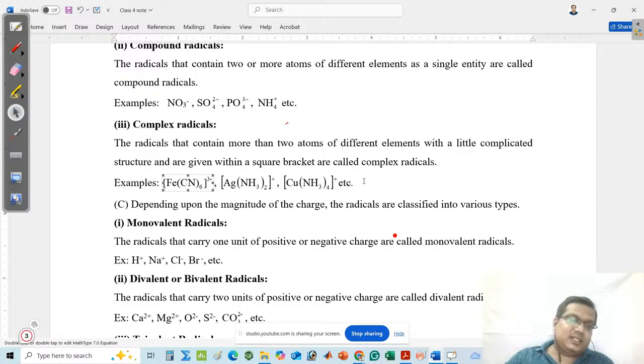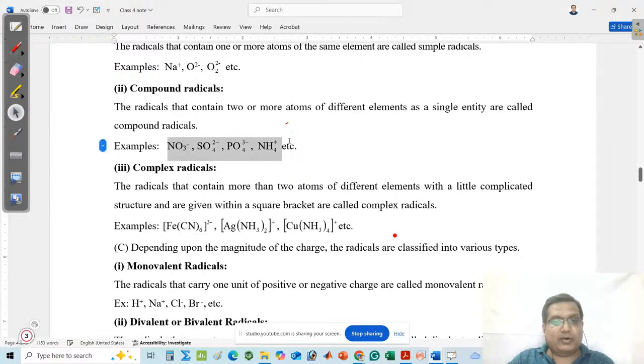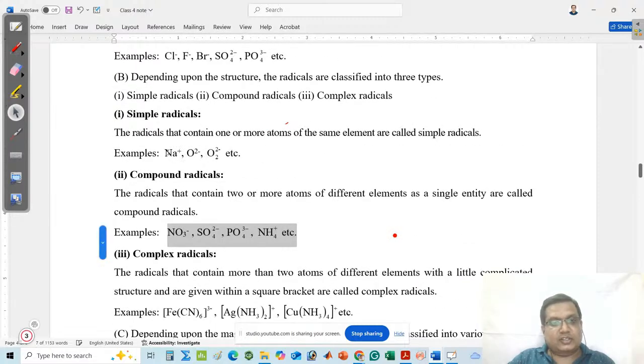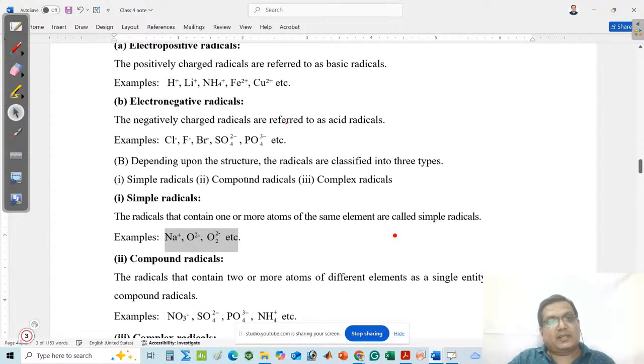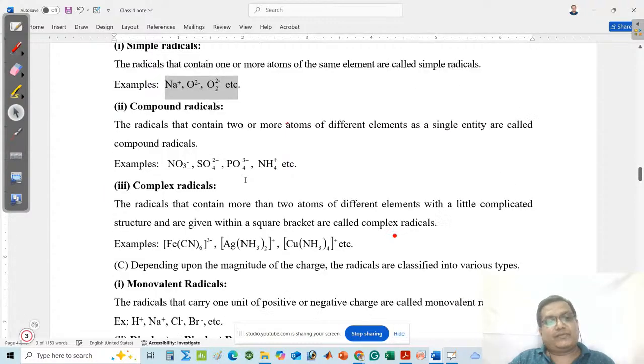Look at that. These radicals are made by two or more atoms of different elements, and they are given in a square bracket. They are a little complicated. Such types of radicals are said to be complex radicals. And such types of radicals are considered compound radicals. Such types of radicals are said to be simple radicals. This is the classification depending upon the structure of the radical.